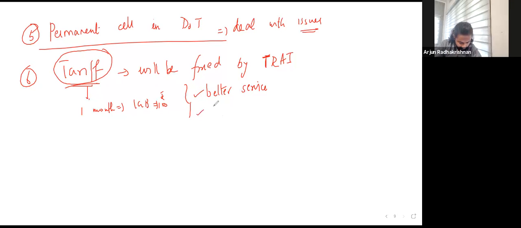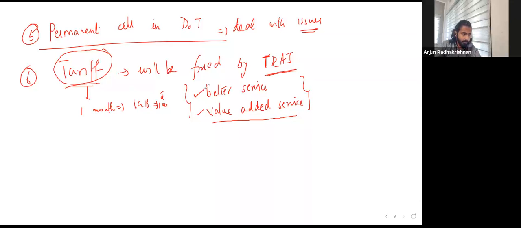Then they can think about value-added services, like free Netflix, free Amazon Prime. You recharge for 500 rupees, you get Amazon Prime free for 1 month. You get Netflix free for 1 month. So all this kind of value-added services can be provided. So customers might give preference first to better service and second to value-added service. So here tariff will be fixed by TRAI.